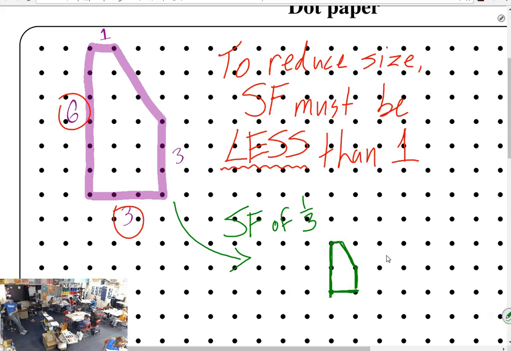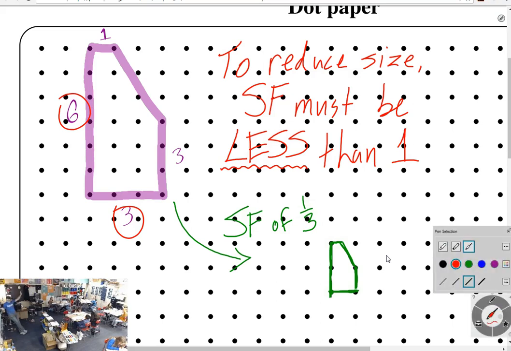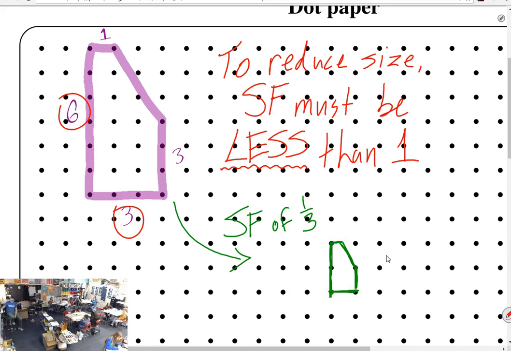If you did 1/2, anyone do 1/2? If you did 1/2, you'll have something like where you go 1 1/2, 1 1/2, 3. 1/2 of 1 is 1/2, and then that. If you want scale factor of 1/2, now that's a proper answer to what it asked. It said just make it smaller. You could also go as small as you want. You could do a scale factor of a tenth, a twelfth, a twentieth, 100th. You'd just be getting really, really small.